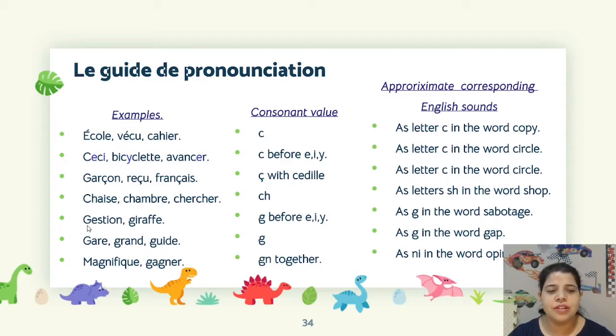Gestion, giraffe. Or maybe you can also think of another word, which is gymnastic. So whenever G is followed by the letter E, I or Y in French, it has to be pronounced as the letter J.